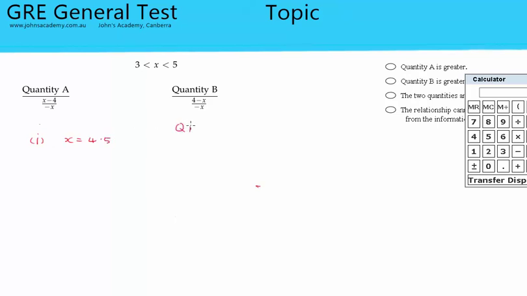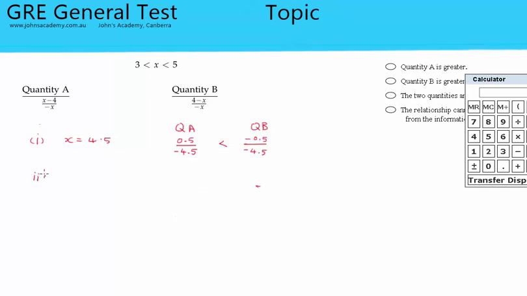What's quantity A? Quantity A is going to be 4.5 minus 4, which is 0.5, over negative 4.5. And that, of course, is going to be a negative number. Quantity B is going to be 4 minus 4.5, so that's equal to negative 0.5, and the denominator is the same, negative 4.5. Negative divided by negative is a positive number, so in this case, quantity B is bigger.